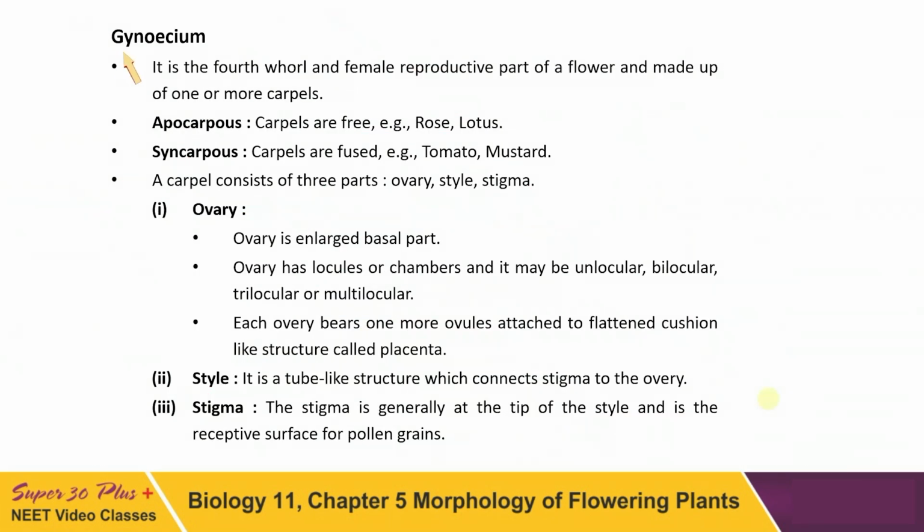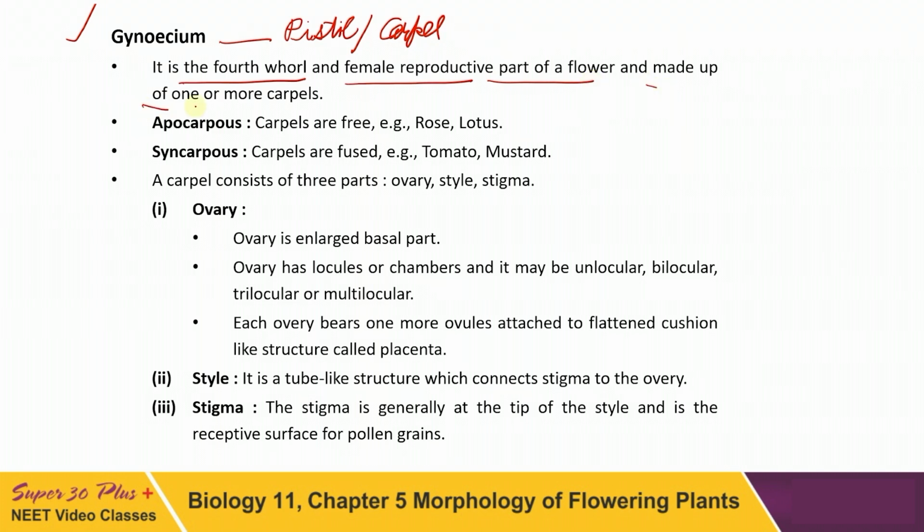We have to see the gynoecium, the innermost whorl, the fourth whorl, the female whorl. Can you recall what its member is? The member is called the pistil, or also called the carpel. This is called carpel, right? It is part of the female reproductive part, and it is made of one or many carpels, or we can say one or more pistils.